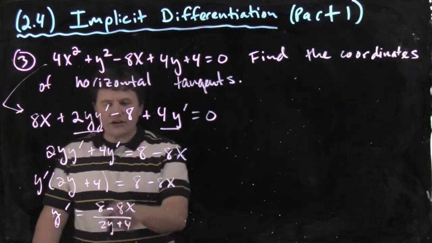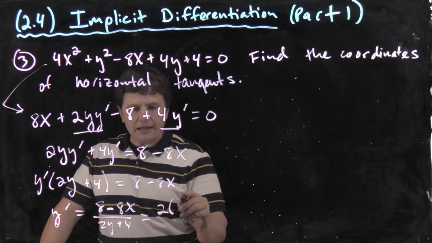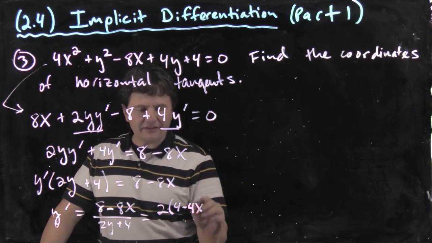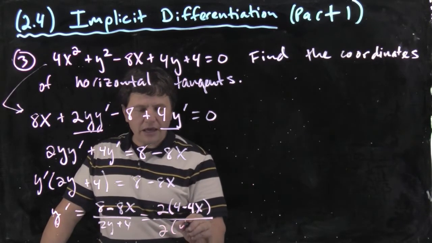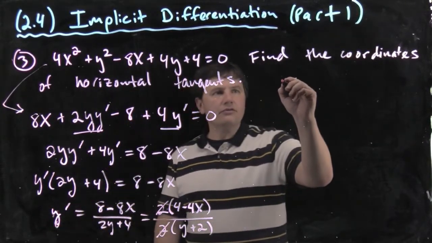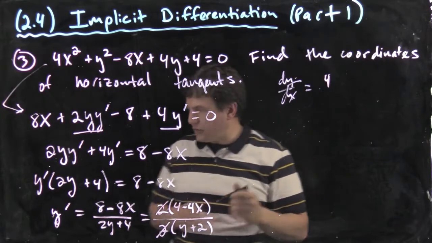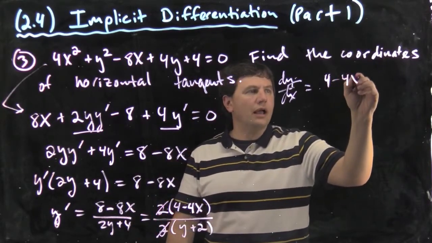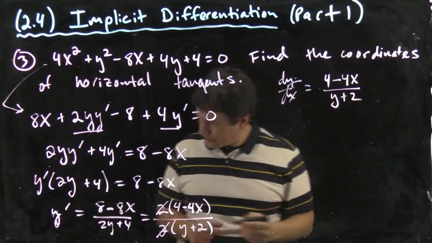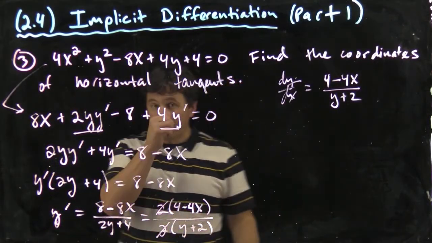Let me point something out to you. I can actually simplify this. Notice I can take 2 out of all these terms, so I can write the top as 2, and then 4 minus 4x. And on the bottom, I can rewrite this as 2, and then y plus 2. So these 2's will cancel. So now we have our derivative dy over dx is equal to 4 minus 4x over y plus 2. Okay, so I think simplifying here is a good idea because then we have to work with it.